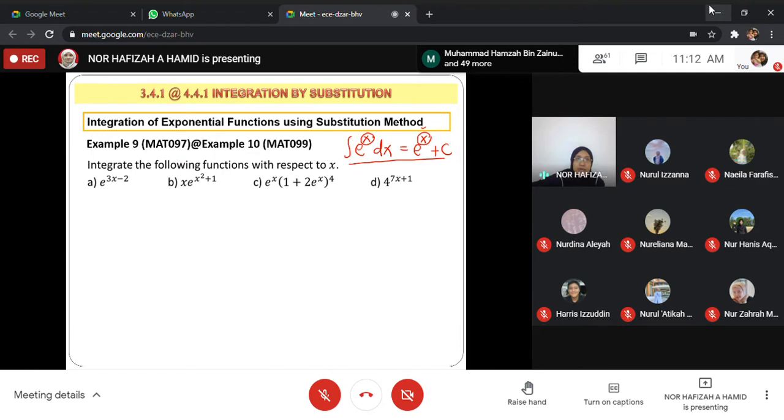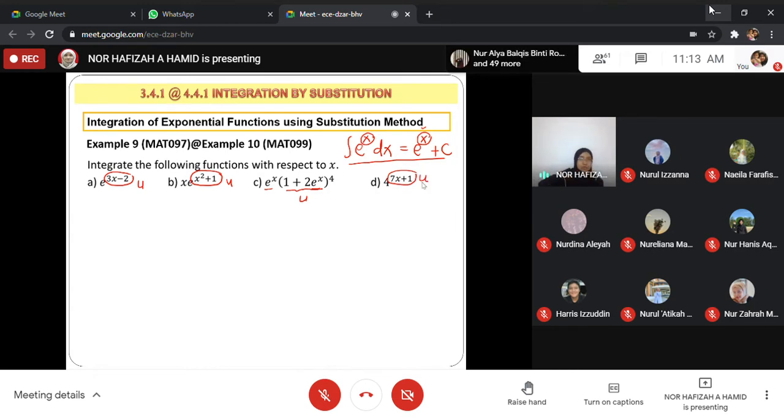Other than x, it can expand into any function, for example 3x minus 2, or this one, x square plus 1. If you want to solve using substitution, your u refers to the power of the exponent. So this is your u. But for C, because you have 2 exponents here, you take u as the whole function inside the bracket, meaning u is 1 plus 2e to the x. For D it is the same, the power becomes u. So this is for example 9.